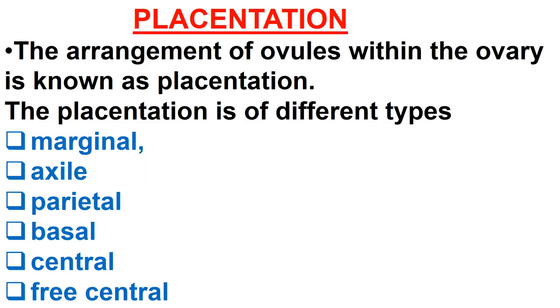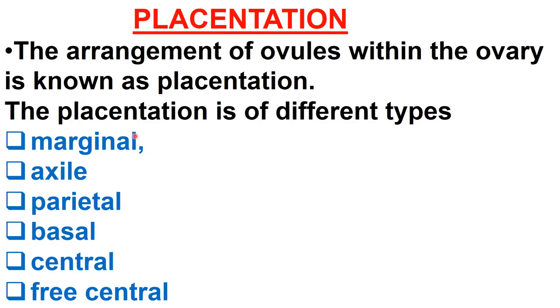First of all, what is placentation? The arrangement of ovules within the ovary is known as placentation. It means how the ovules are attached to the ovary wall, how these are arranged inside the ovary. That arrangement is called placentation.